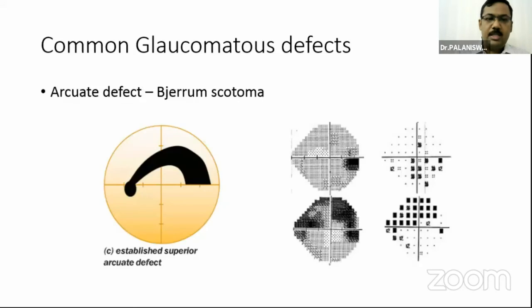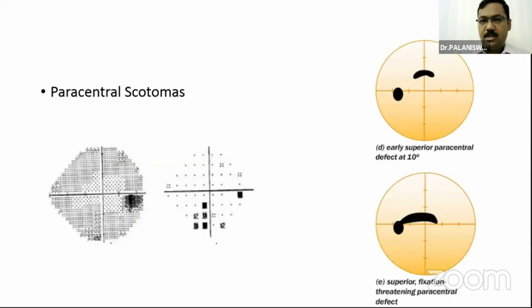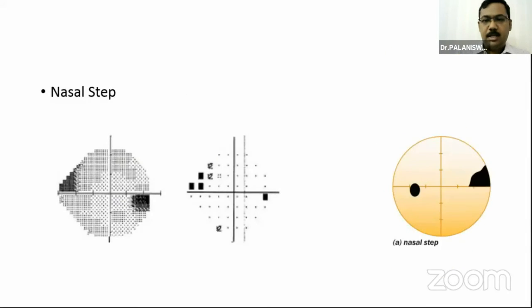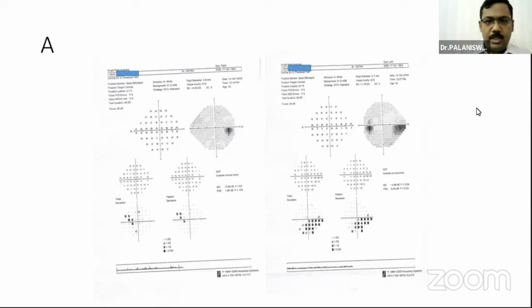So these are some of the common glaucomatous defects. We have the arcuate scotoma, which originates at the optic disc and goes around to the nasal field across fixation. This is your paracentral scotoma. This is how they look. And this is the nasal step. So now we'll just come to a few examples.